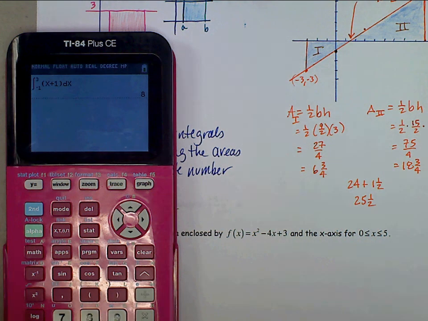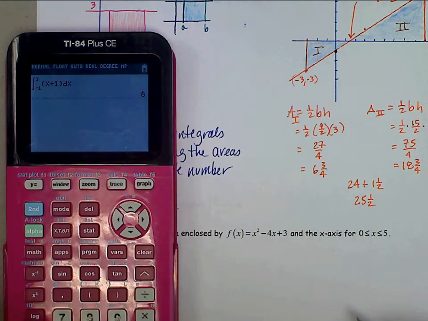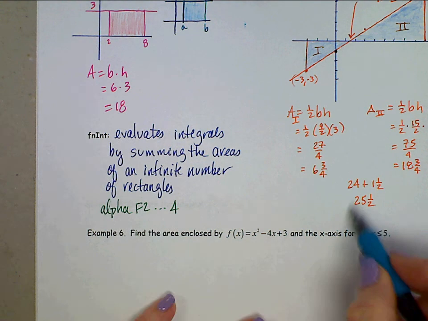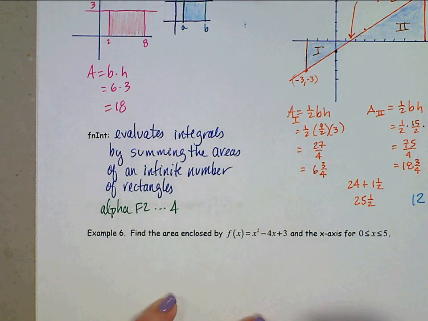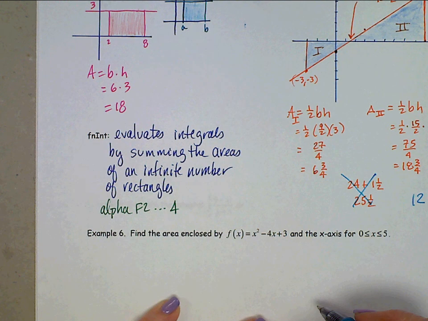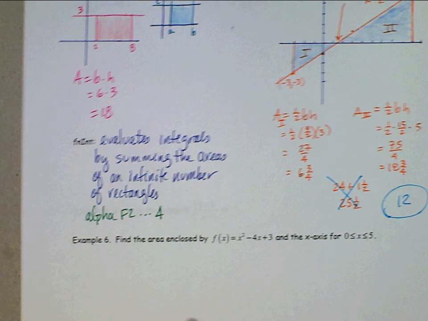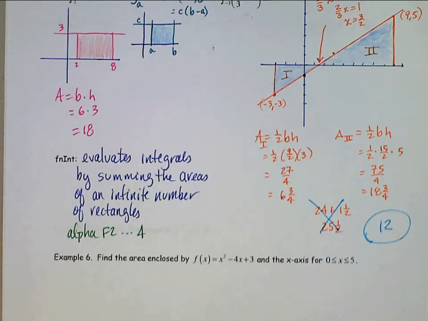Assuming you checked all of these, you will see that there's a discrepancy on this 5th example. The calculator did not give us 25.5. The calculator actually gave us 12. 25.5 is the wrong answer. 12 is the correct answer for the value of this integral.